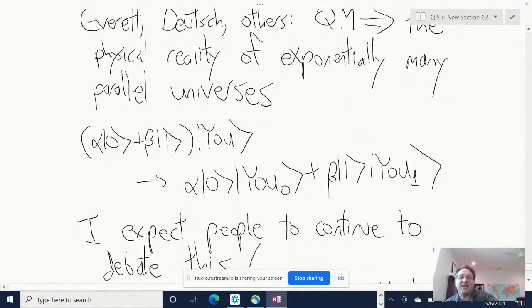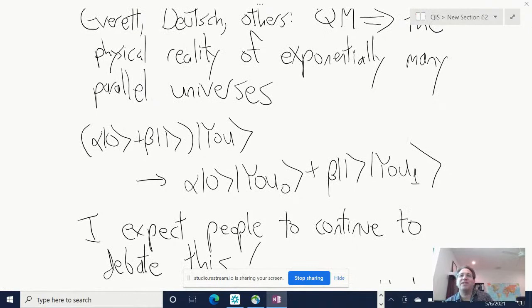So even after, if and when, we do get truly scalable, practical quantum computers, I expect people to continue to debate about these questions. Are there really parallel copies of you where your life turned out differently, or parallel worlds where we don't have COVID, or where world events have happened differently?